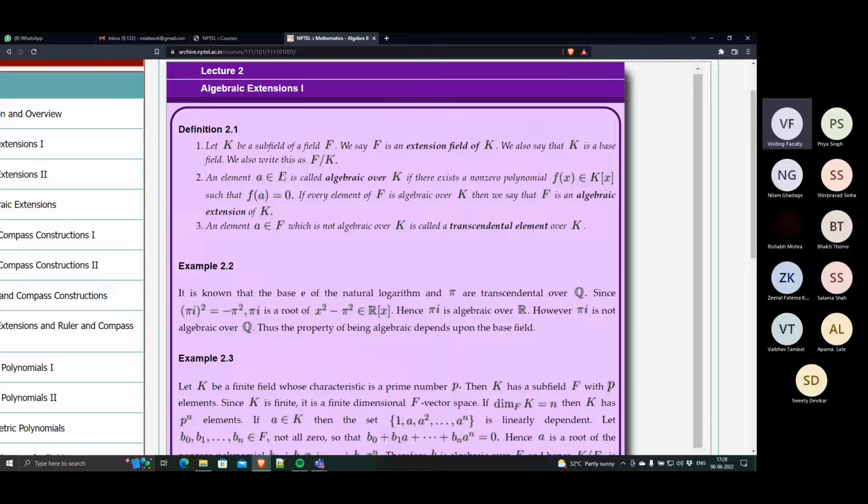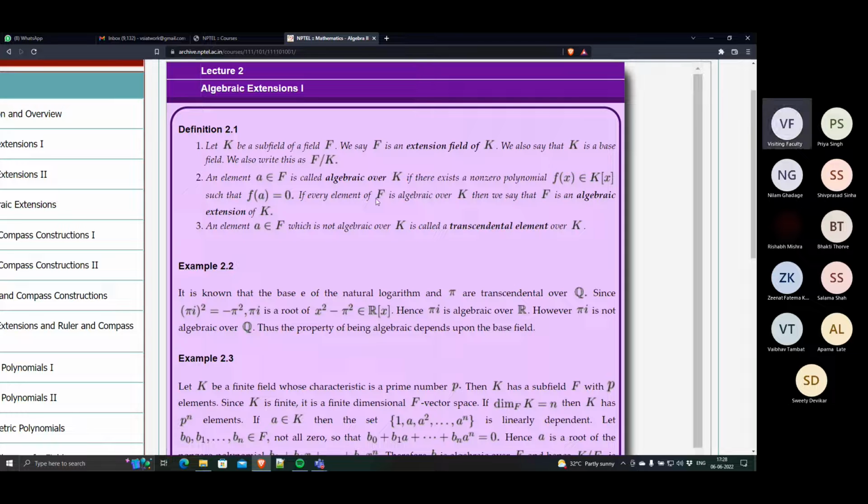An element from the larger field is algebraic over the smaller field if there is a polynomial over the smaller field such that the polynomial is 0 at that element. And if every element of F is algebraic over K, then we say F is an algebraic extension of K. If there is an element that is not algebraic, then we say it is a transcendental element.